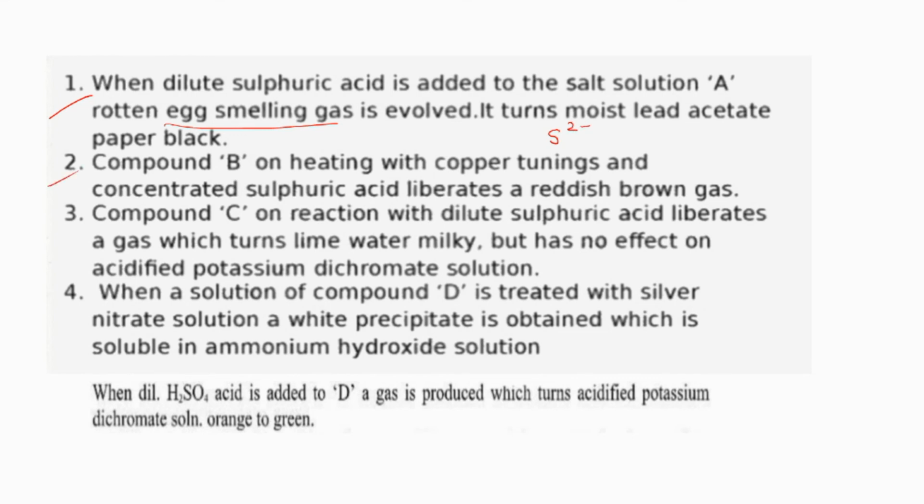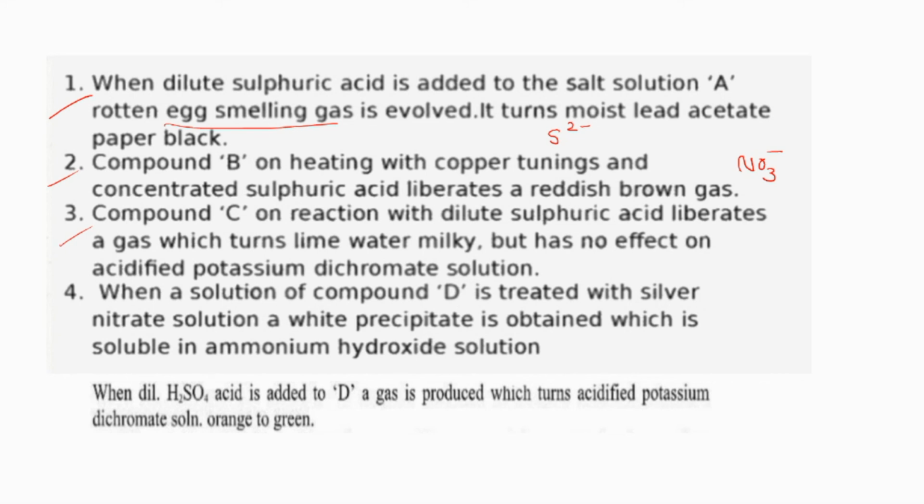Now see the next one. Compound B on heating with copper turnings and concentrated sulfuric acid liberates a reddish brown gas. If a reddish brown gas is liberated as a result of the reaction, the salt will be containing the anion nitrate. With a picture, we had discussed everything in the previous video. You might be remembering the picture. Okay. Now see the next one.